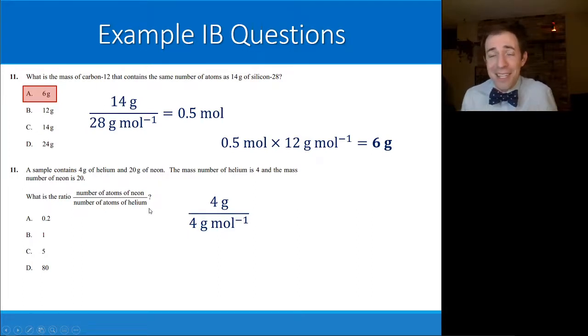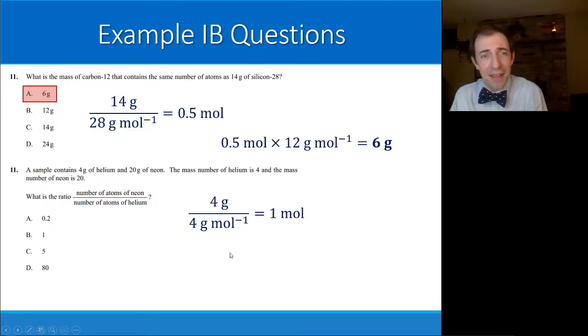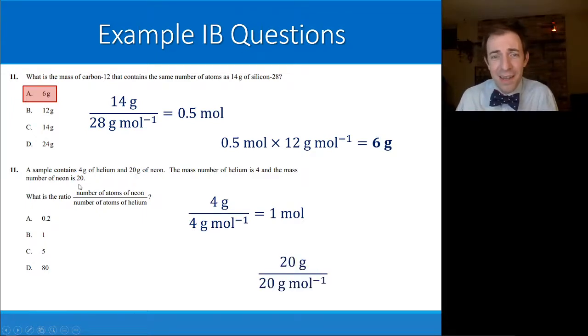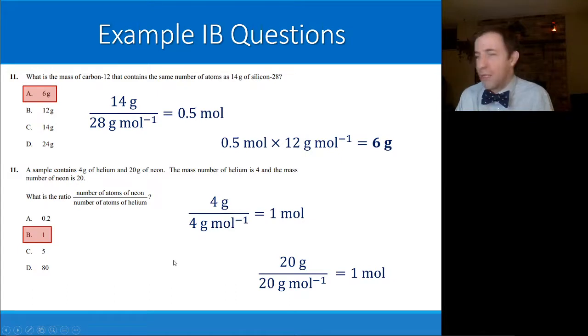Well, we can look at these individually. Helium here has a mass number of 4, and we said that there were 4 grams, which means that 4 grams and 4 grams per mole, we just have 1 mole of helium. We can do the same thing for neon, 20 grams of neon, and the mass number is 20, means that I got 20 grams for every 20 grams per mole. We got 1 mole of neon as well. That means that the ratio of neon to helium is 1 mole per 1 mole. That's just 1. So it's a pretty boring question there. But each of them was 1 mole, so the ratio is 1.